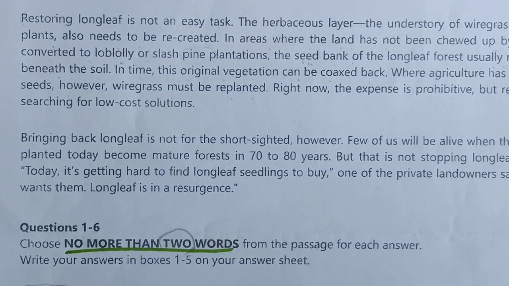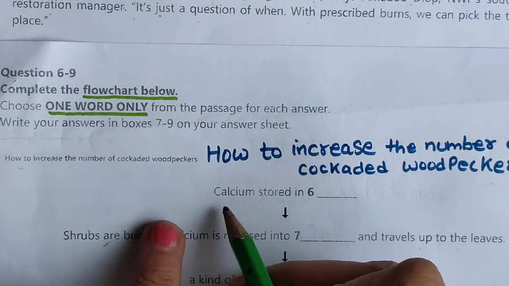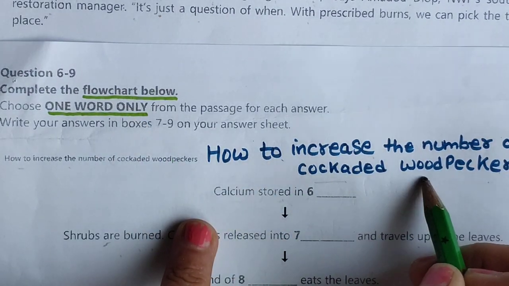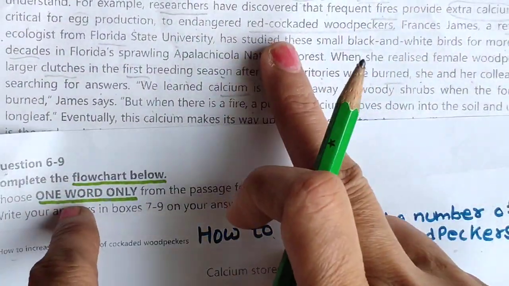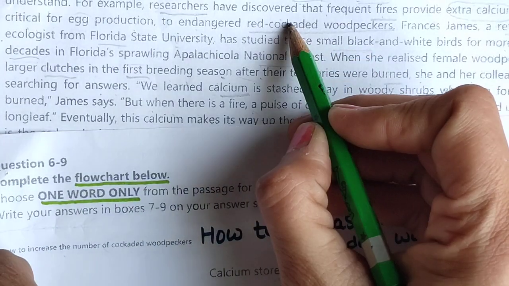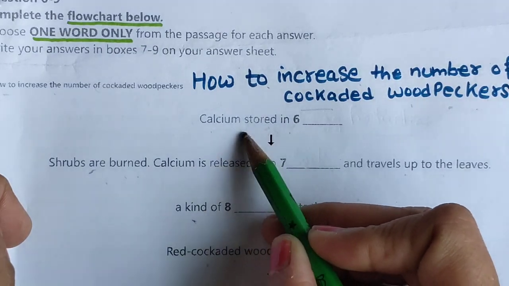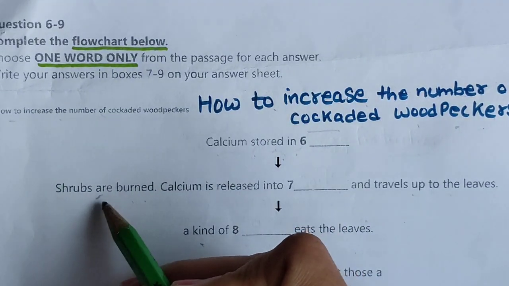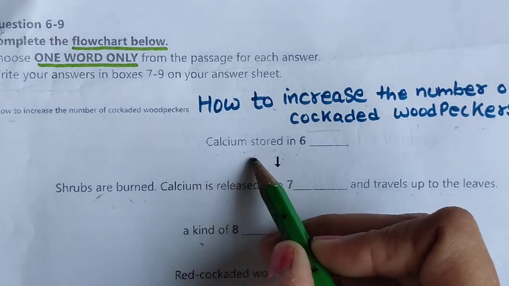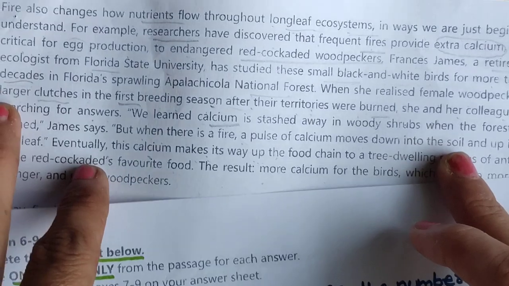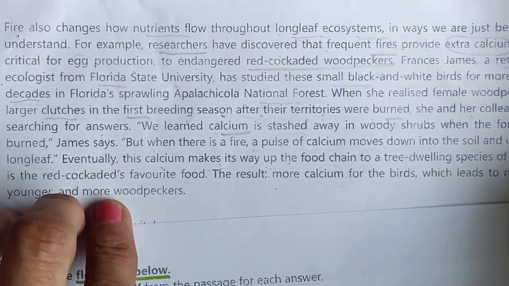Now moving to the next type of question we have. This is a flow chart: how to increase the number of red-cockaded woodpeckers. We have already read this in the paragraph; the words red-cockaded woodpeckers are here. So let's read the first location: where calcium is stored in, and when shrubs are burned, calcium is released into. So I will be finding this. Calcium stored in. Let's read it. You can also read with me.